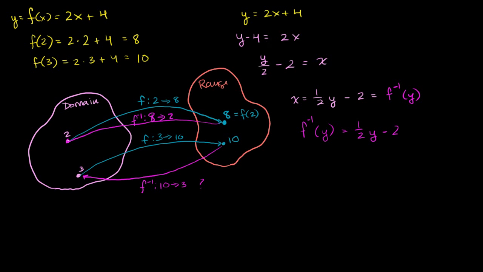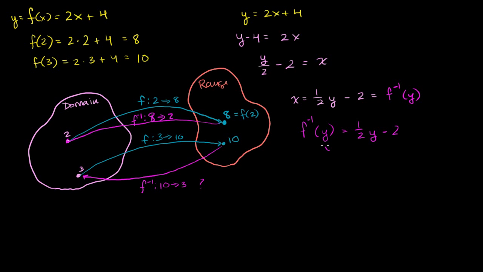So all we did is we started with our original function, y is equal to 2x plus 4. Over here we've solved for y in terms of x. Then we do a little bit of algebra, solve for x in terms of y, and we say that is our inverse as a function of y, which is right over here. And you could replace the y with an a, a b, an x, whatever you want to do.